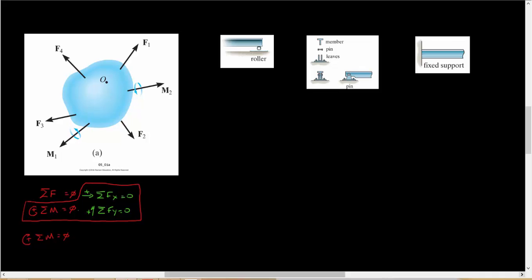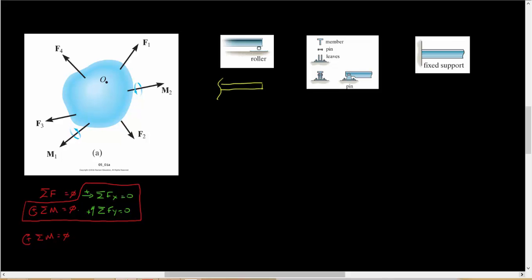We're going to be looking at a few of the supports that we'll be using a lot in this class. There are a bunch in your book. I believe they're on pages 210 to 211. So from about 209 to 211, you're going to want to take a look at those. But the three that we're going to be using are a pin connection, a roller, and a fixed support.